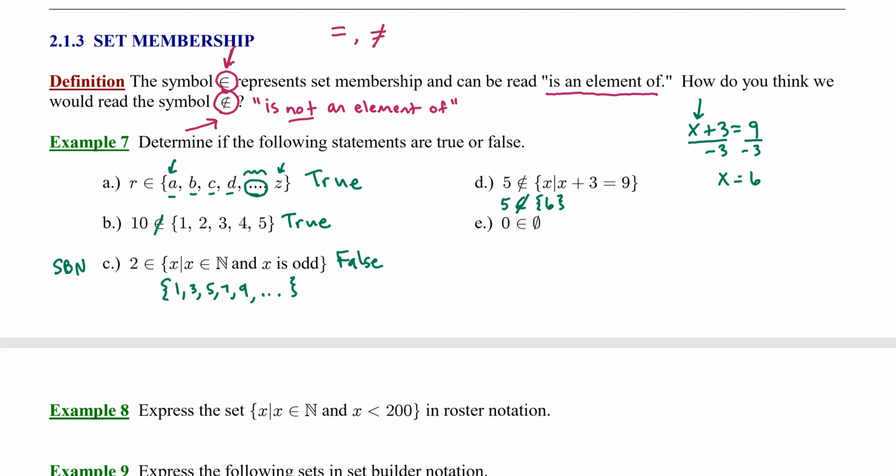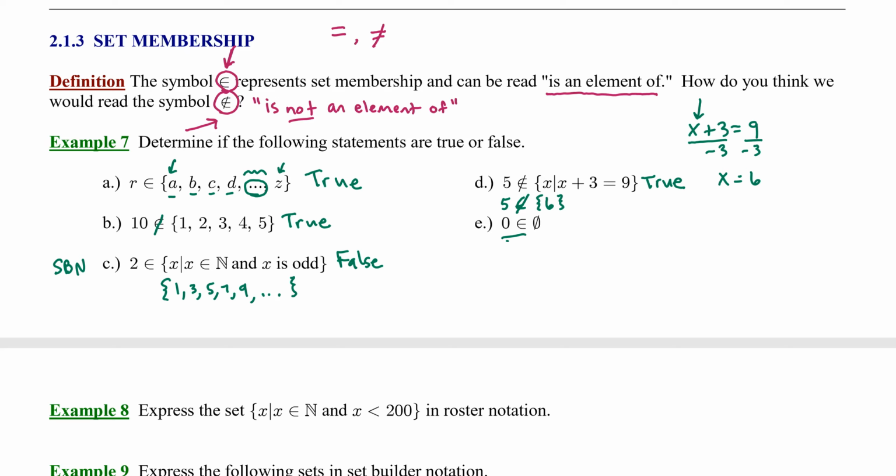Well, that is a true statement. The last example deals with the empty set. Example E says 0 is an element of the empty set. Now, because we associate the empty set with 0 because it has 0 elements, you might want to jump to a conclusion and say that this is true.